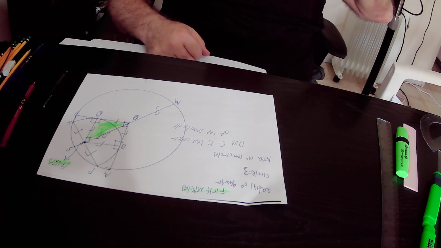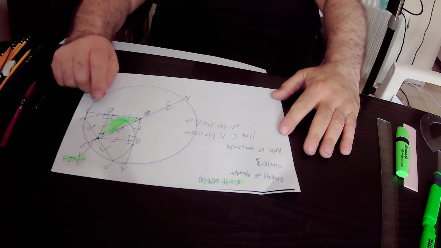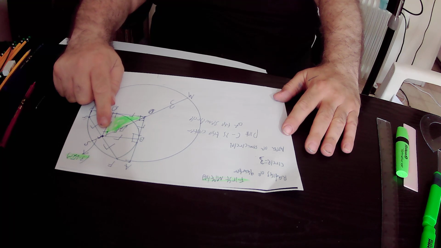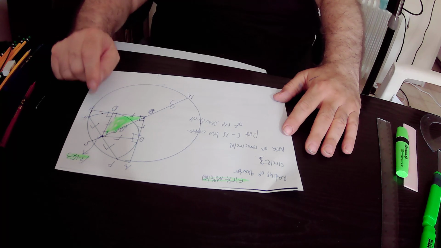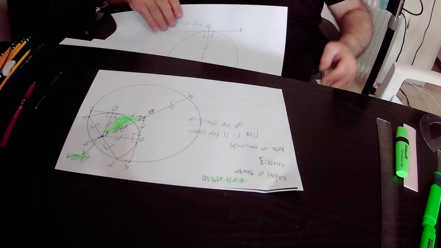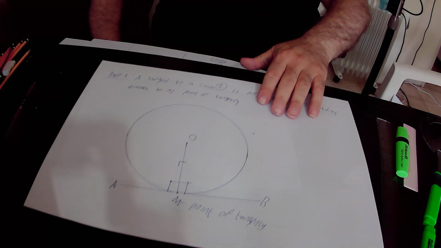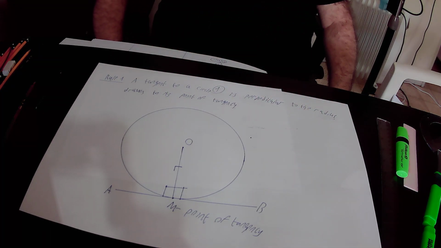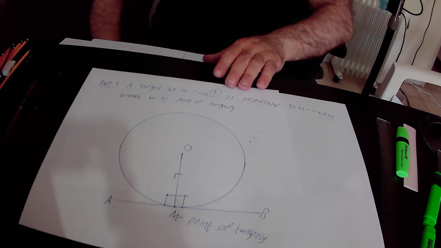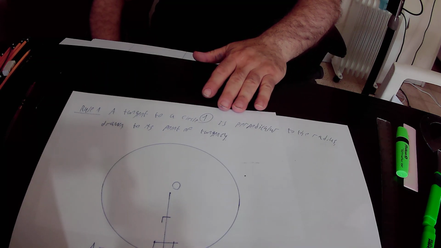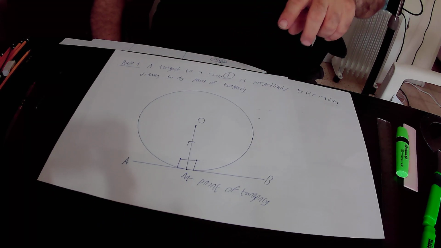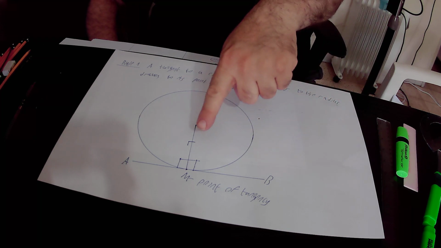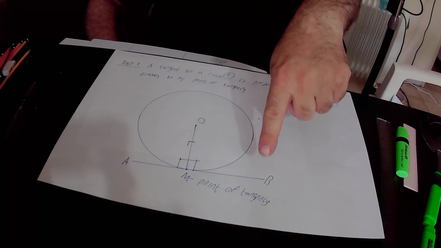So here we define the center of the semicircle as point C, and then I presented to you rule number 1. According to rule number 1, a tangent to a circle is perpendicular to the radius drawn to its point of tangency. What is the meaning of rule number 1? Here we have tangent AB, tangent to this circle at point M. Point M is the point of tangency.